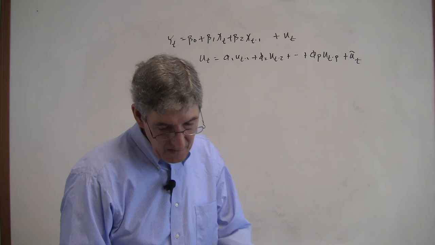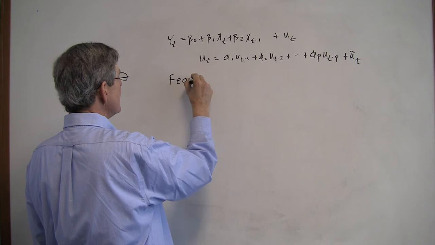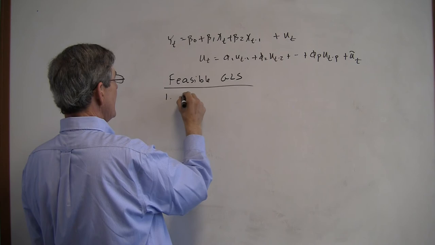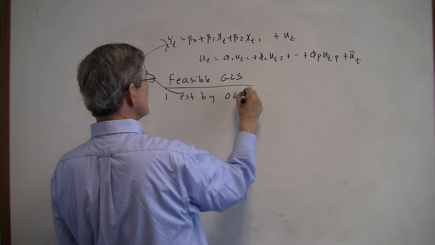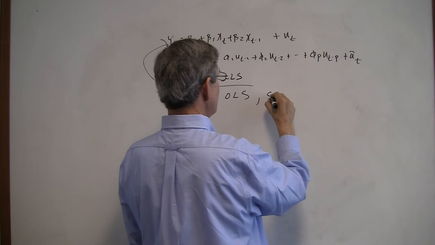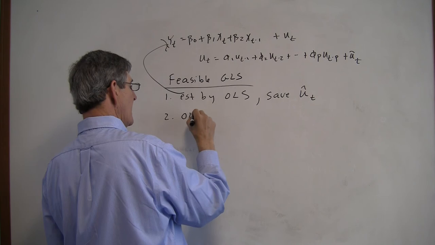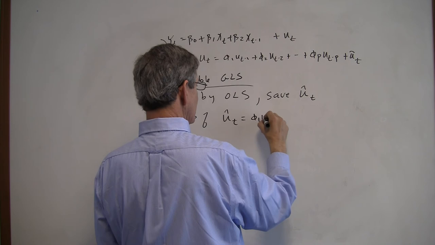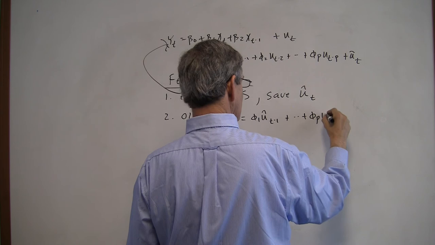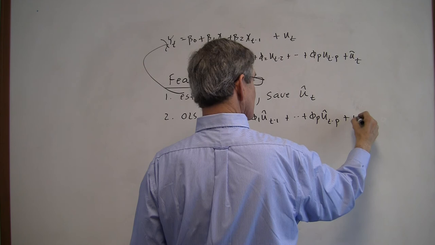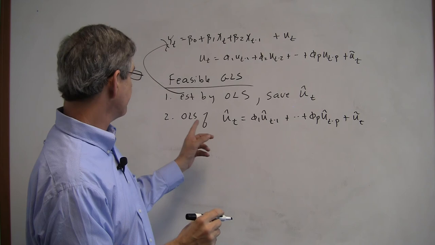So this really doesn't change much. What would feasible GLS be in this case? You would first estimate by OLS and then save U hat t. Secondly, you want estimates of the phis, so do OLS of U hat t equals phi 1 U hat t minus 1 plus ... plus phi p U hat t minus p plus U tilde t. I think I called that U bar t earlier. And this would give you phi 1 hat out to phi p hat.